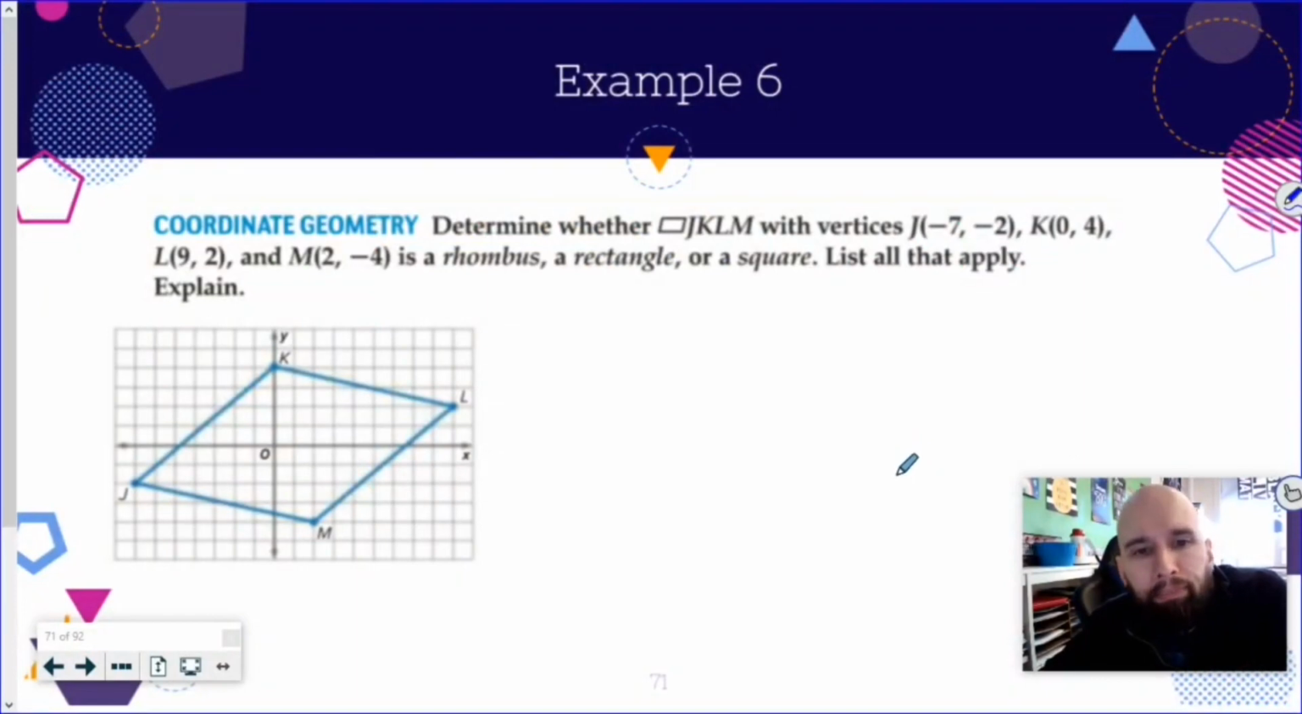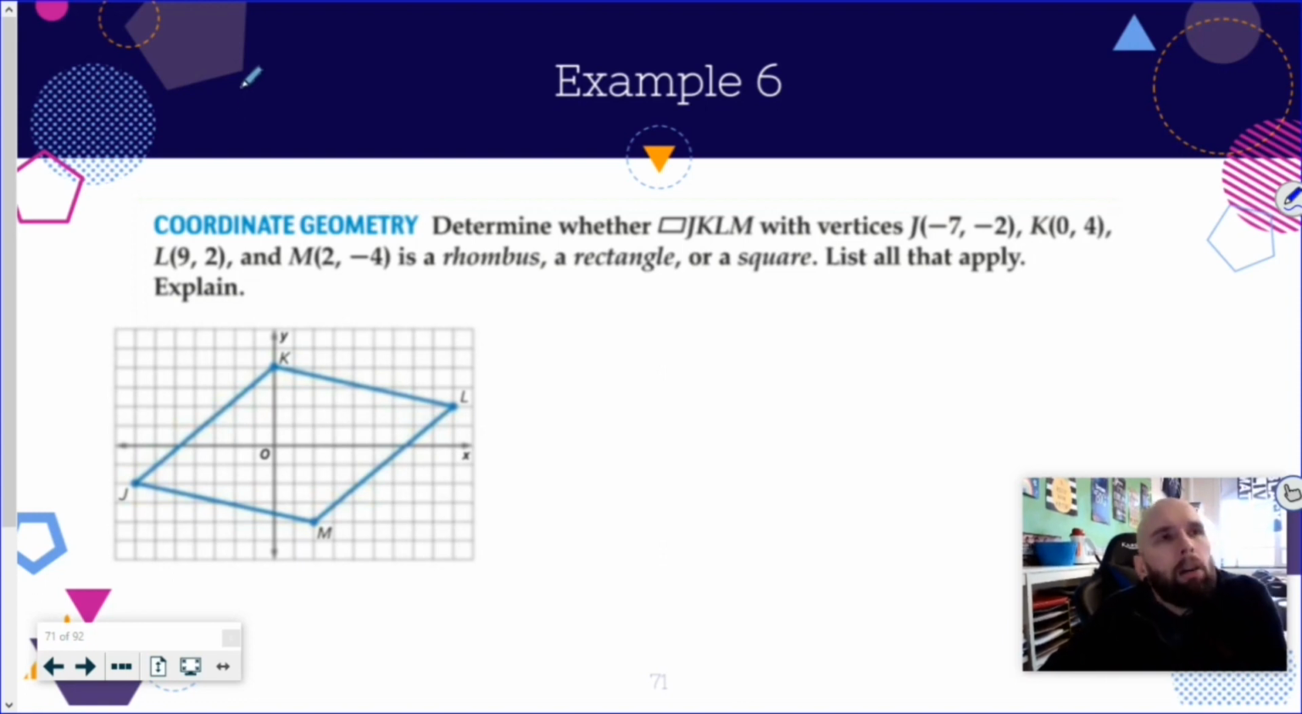What up, what up? All right, I am looking at a picture of what looks to be a quadrilateral, four-sided figure on a coordinate plane, and my job is to find out if it's a rhombus, a rectangle, a square, or a combination of the three, or none of them. So this is what I need to do.